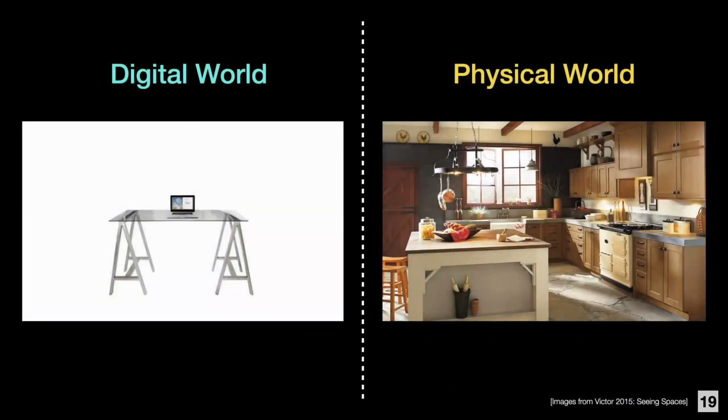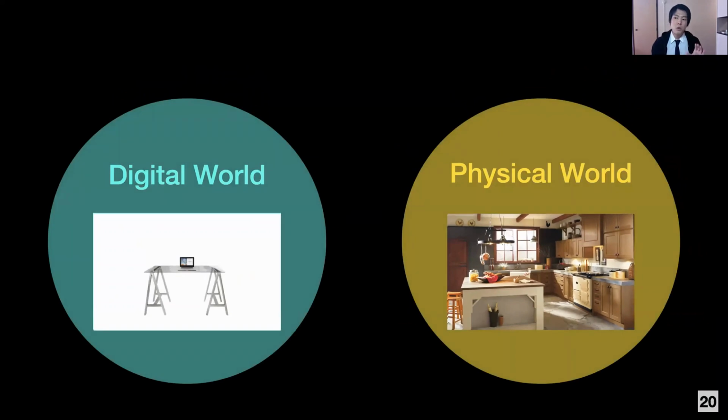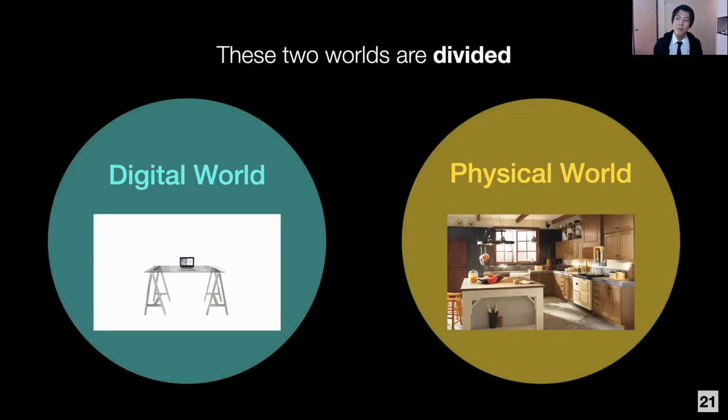So we are currently living in between the two worlds. The one is the digital world, and another one is the physical world. So the digital world is dominated by the graphical display, but we are living in a physical world which is surrounded by a rich physical object and environment. So currently, these two worlds are somehow divided from each other because the computer cannot really manipulate or control the physical world, and we cannot really leverage the physical object environment to control and manipulate the digital world.